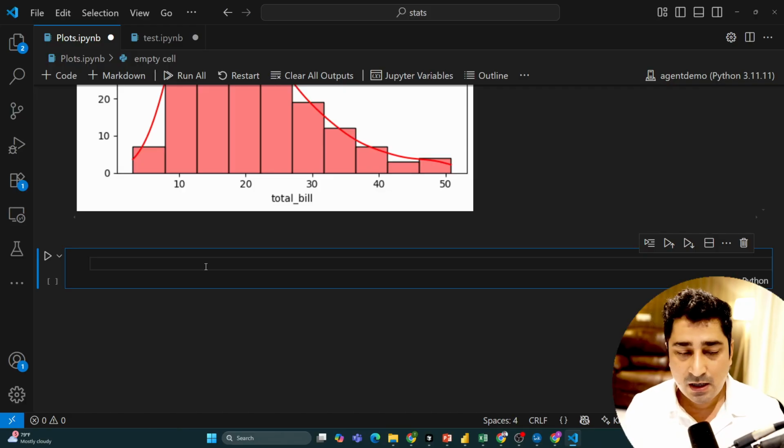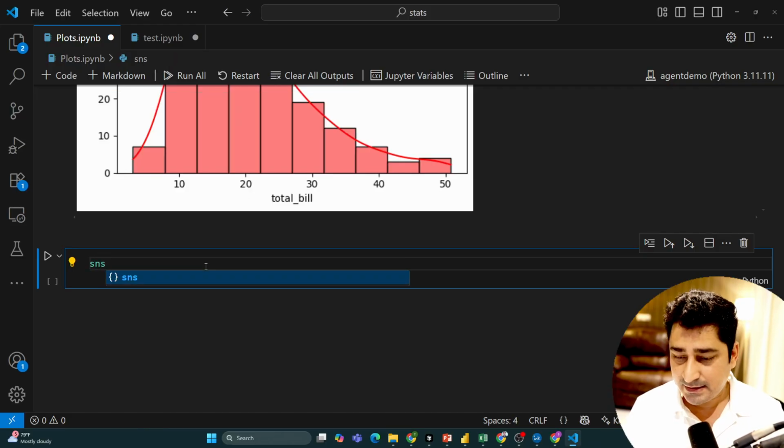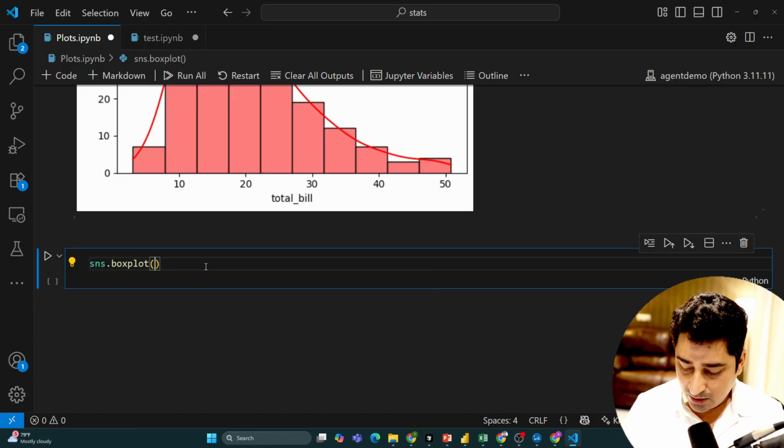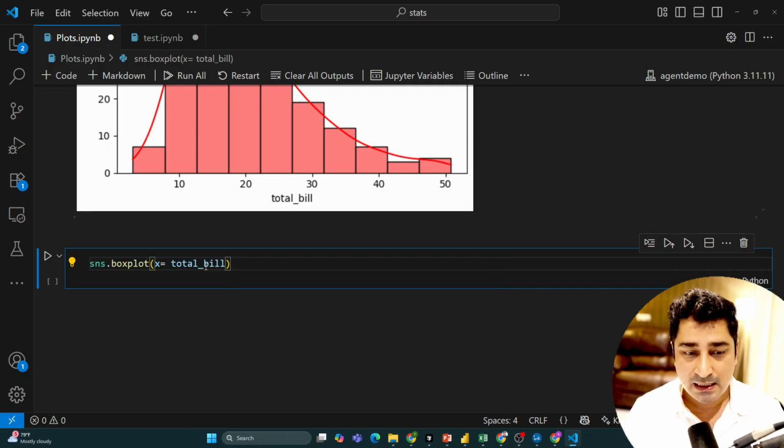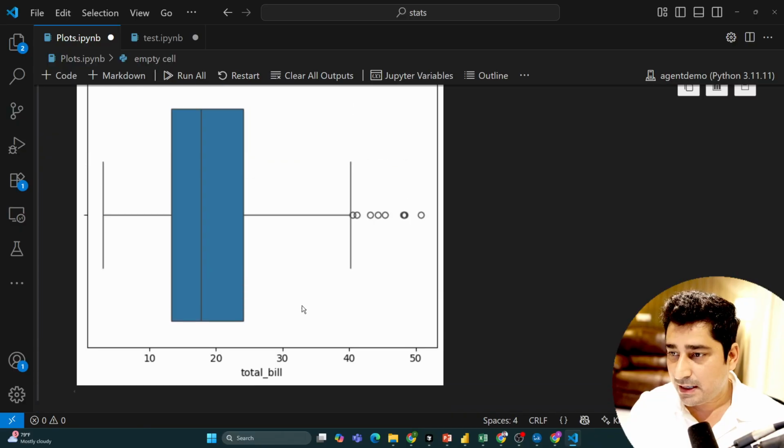Now let me talk about a box plot over here. Box plot. So again Seaborn, SNS, I'm going to use, and I'm going to call a box plot over here, and box plot will be helping you out in terms of finding the outliers. On the x-axis, I'm going to take total bills and then try to plot it.